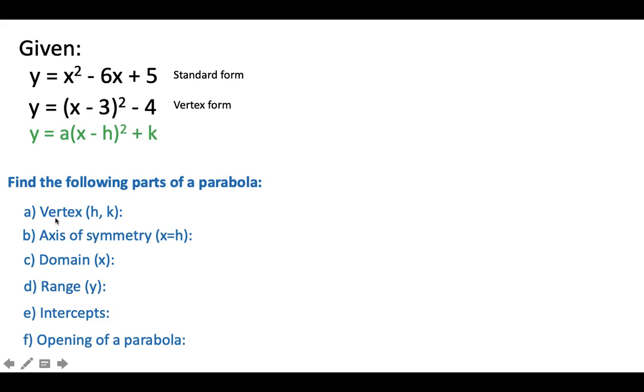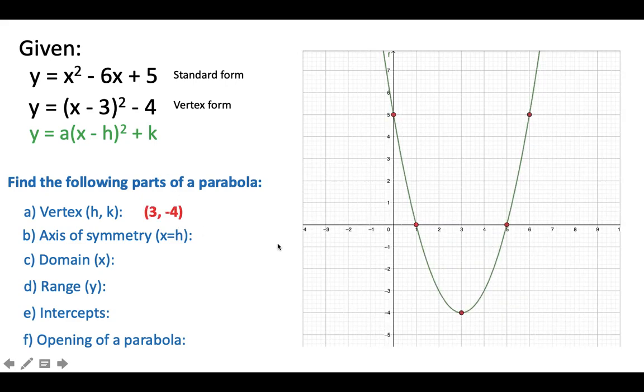Okay, so let us start finding the vertex. The vertex is represented by (h, k). So our h is 3, our k is negative 4, and we already have our vertex. So we can find that vertex in our parabola here. That is the turning point of our parabola.